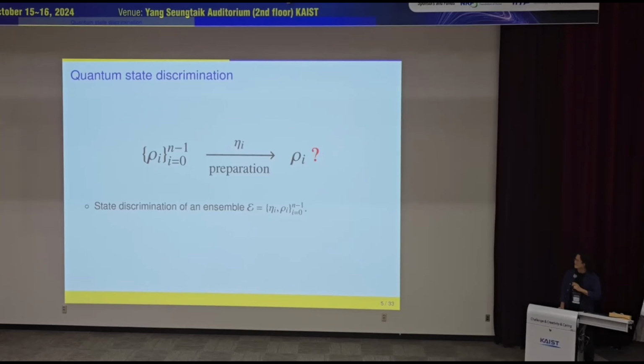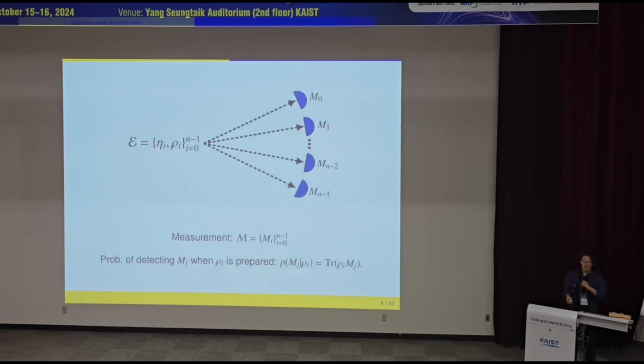Of course, to get any information about the prepared state, we need to perform measurement. So we're going to use this set of measurement operators. And the decision rule here is like this. If M_0 is detected, then we just guess the prepared state is rho_0, no matter what the actual state prepared is. And also the probability of detecting M_j when rho_i is prepared is known to be the inner product of these two operators. It's called Born's rule.